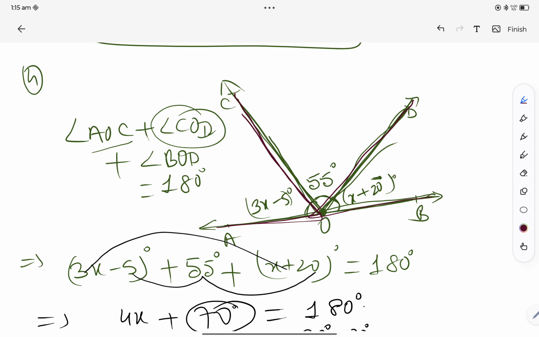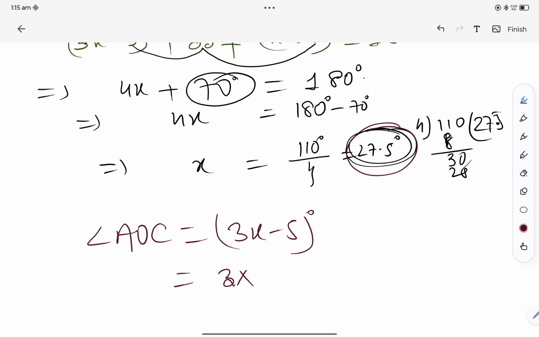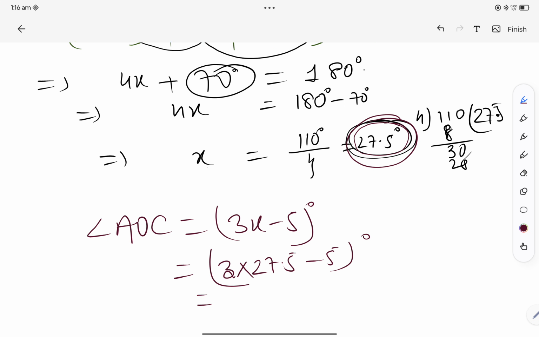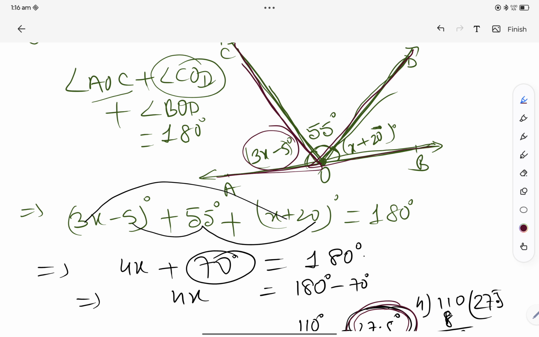Now we are willing to find the value of this angle AOC and this angle BOD. So AOC is equal to 3x minus 5 degrees. So let us substitute the value of x, and the value of x is 27.5. 3 times 27.5 is 82.5, minus 5. So you get 77.5 degrees.